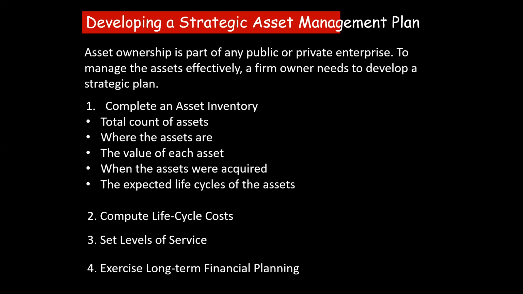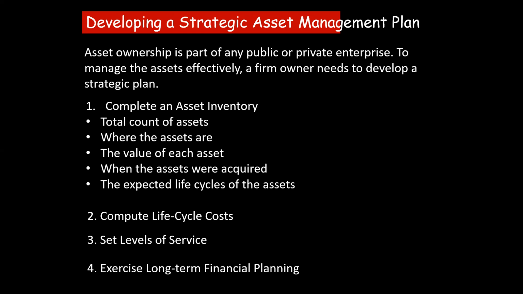After computing the life cycle cost, the next step is to set levels of service. Put simply, it means outlining the overall quality, capacity, and role of the different services that the assets provide. In doing so, a firm's owner can then determine the operating, maintenance, and renewal activities needed to keep the assets in good condition. The fourth one is exercise long term financial planning.